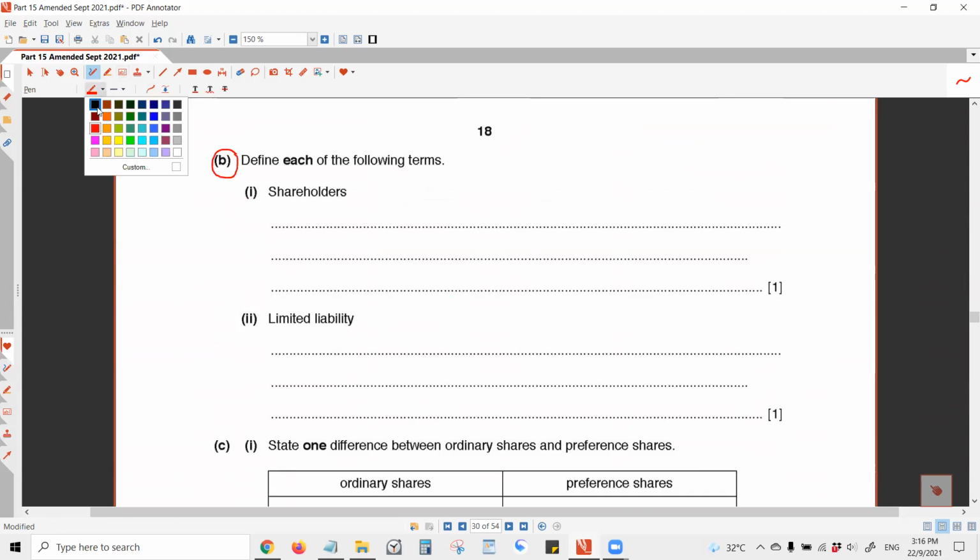It's very possible for them to ask you for the meaning of shareholder, the meaning of limited liability. Limited liability is a very popular term for business exams. I believe you are aware if you do business study. So you know the meaning, right? Let's try together. Let's try quickly.